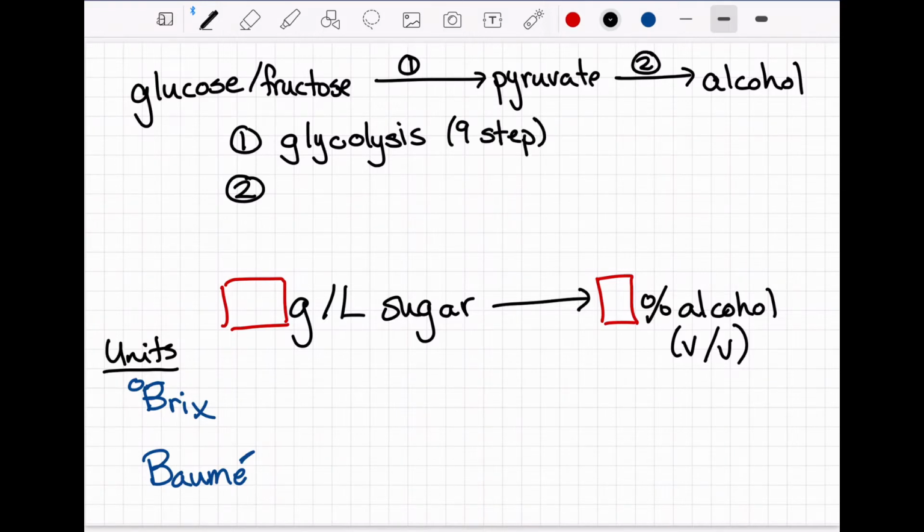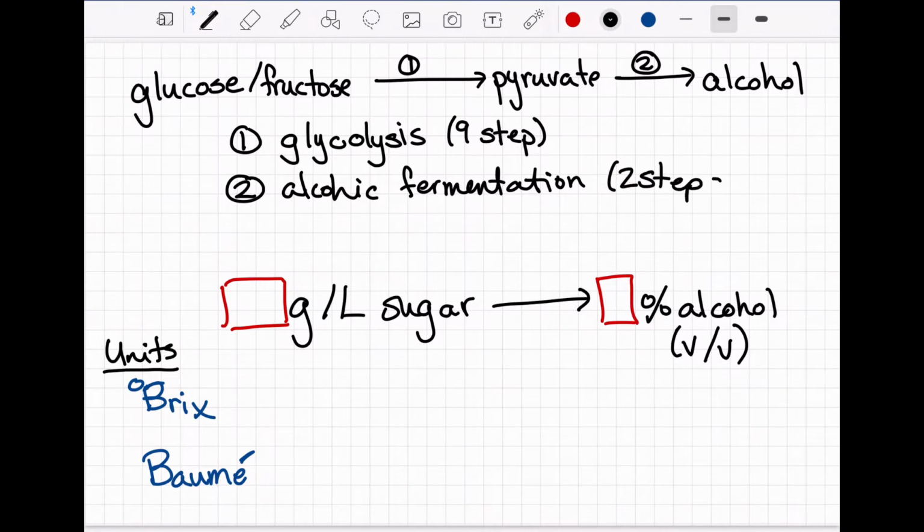And once we get to pyruvate, yeasts do something a little bit different than a human cell would do, and they go through alcoholic fermentation. And this is a series of reactions that is actually just 2 steps to go from pyruvate to alcohol.